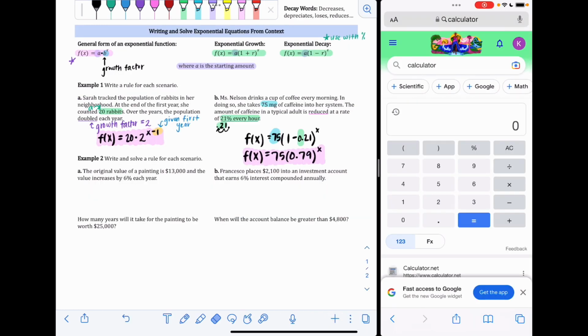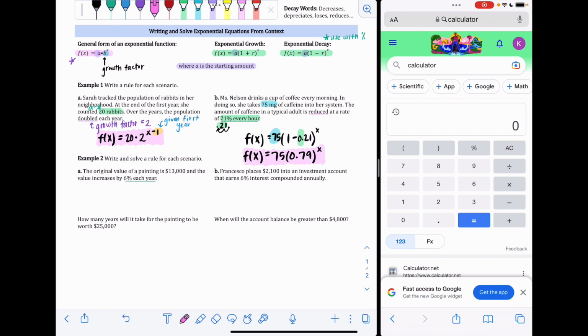So moving down to example 2, for this one, we're going to write a rule and then end up solving for a value in each situation. So 2A says the original value of a painting is $13,000 and the value increases by 6% each year. So in this one, it gives us the percentage that it's changing by. So we probably want to use either the exponential growth or decay formulas, one of these up here.